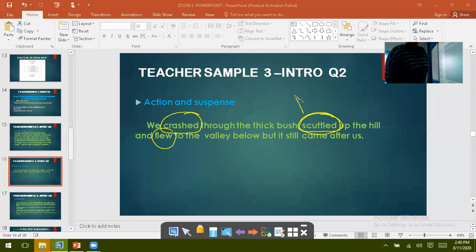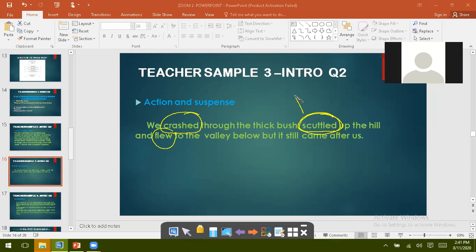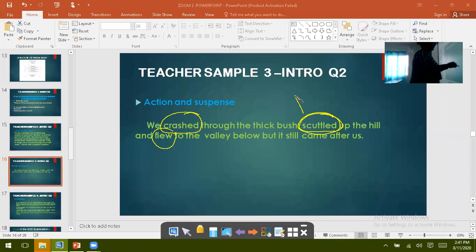But imagine this. Predator. Imagine the situation. If you read on, it says, we scuttled up the hill and flew to the valley below, but it still came after us. So what kind of movement do you think scuttled is? If there is something chasing us, what kind of movement is scuttling? Like when you go on all four, like running away. Running away on all four. Okay, we go very fast, all right?